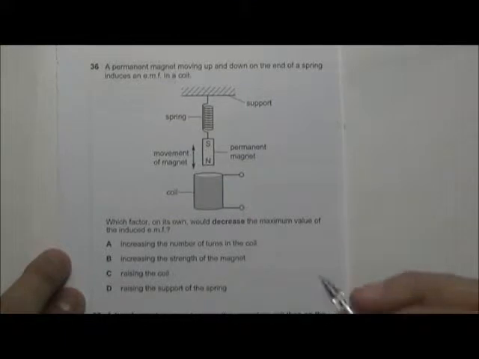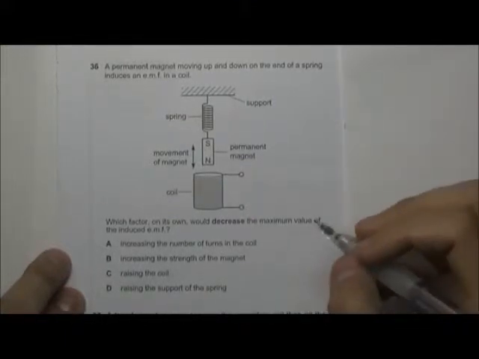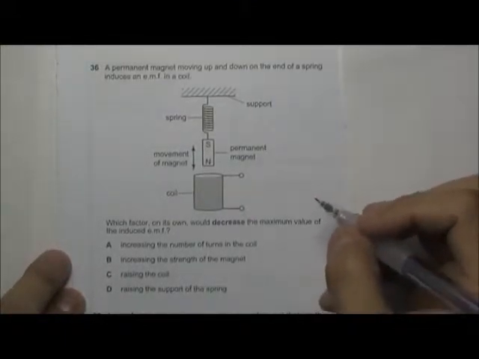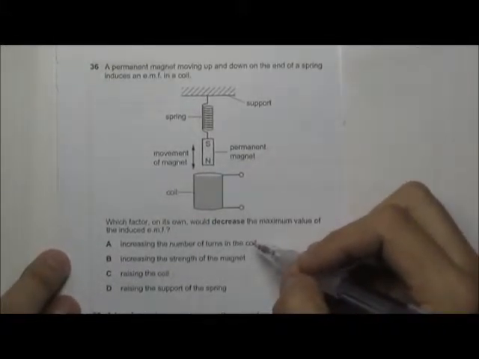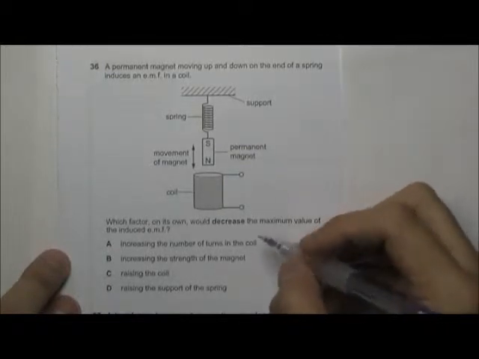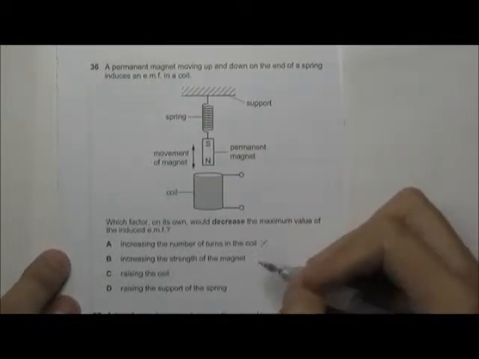Okay, for this question we are asked the factor that will decrease the maximum value of the induced EMF. Okay, let's go through the options one by one. A, increasing the number of turns in the coil, this will increase the induced EMF. So this is not the answer.